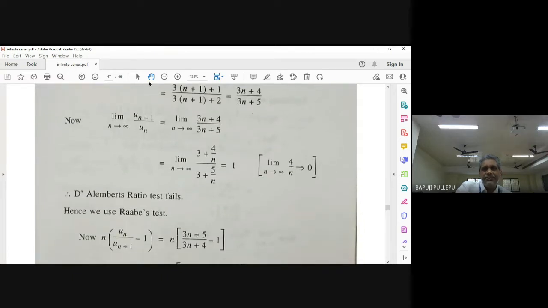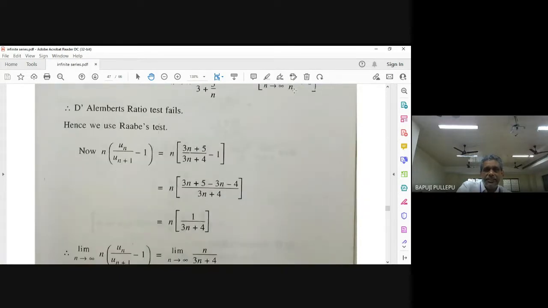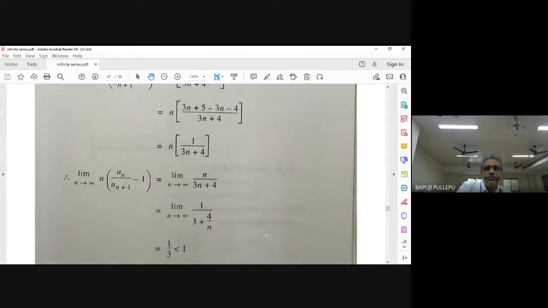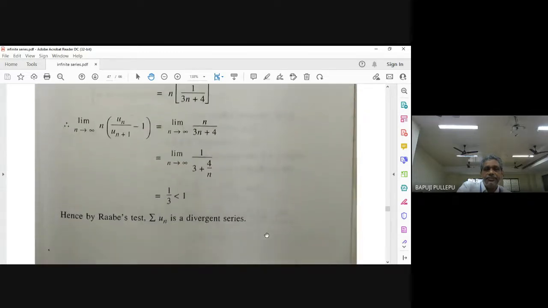Actually, no need to test the same possibility; go for Raabe's test. Minus 1 means this will go to that side. One less power will be increased, n into. Then this can be taken. By Raabe's test we get 1 by 3, which is less than 1, so divergence.